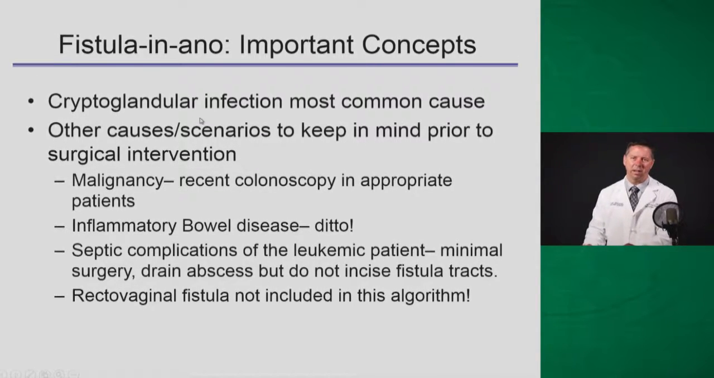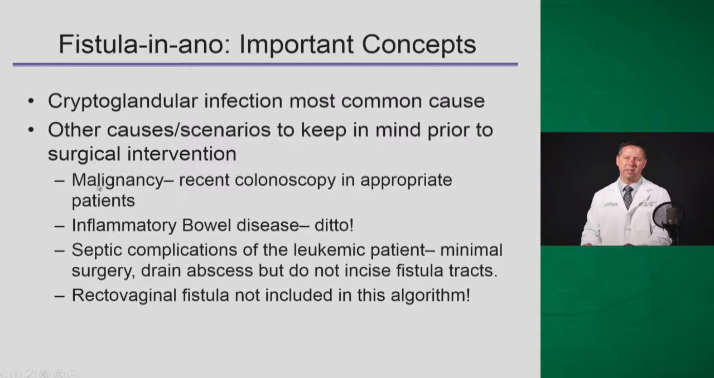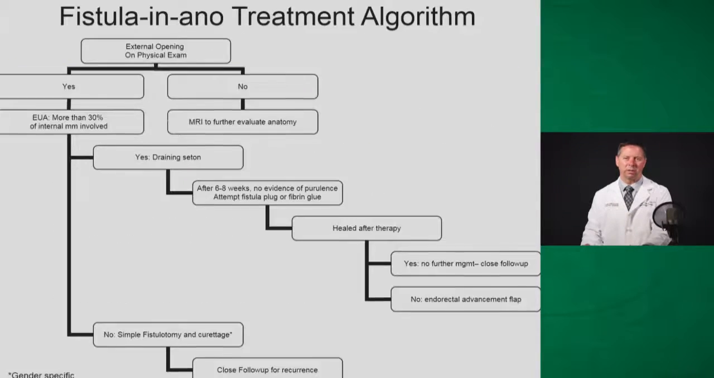Important concepts here: cryptoglandular infection is the most common cause. Other scenarios to keep in mind prior to surgical intervention, of course, are malignancy, so recent colonoscopy in appropriate patients. Inflammatory bowel disease, again, just thinking about colonoscopy in patients who have symptoms of IBD. A septic complication in the leukemic patient: they get minimal surgery, drain the abscess, don't incise their fistula tracts, really try to treat them as minimally as possible. And of course, a rectovaginal fistula is not included in this algorithm. This is a beast all unto itself, and really should only be taken on by experts in colorectal surgery.